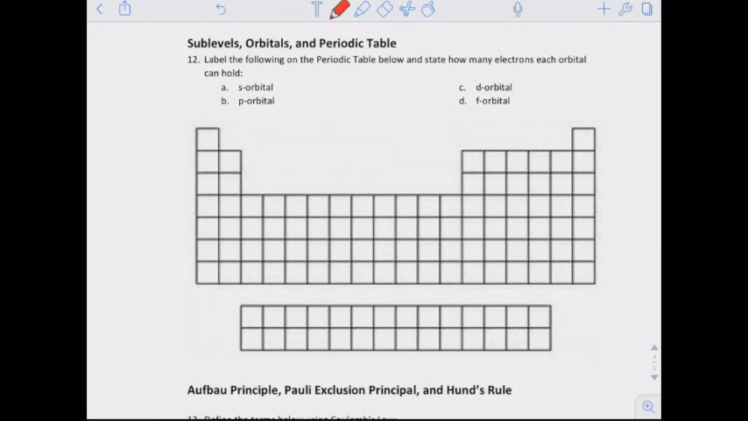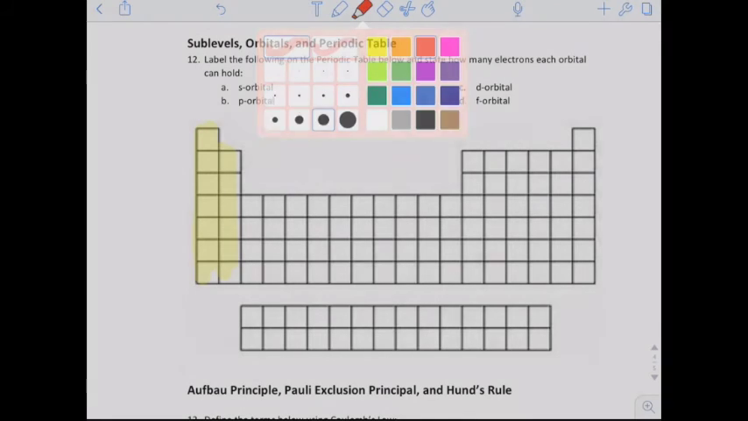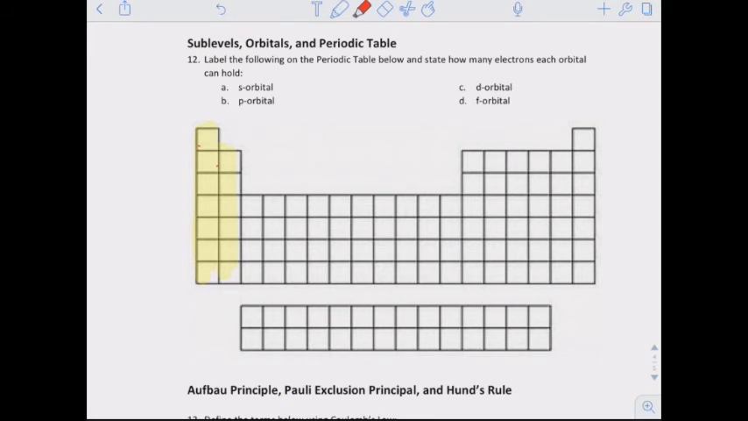Looking at our sublevels, orbitals in the periodic table, it says label the following on the periodic table and state how many electrons can each orbital hold. So when we're looking, we have our s orbital. It can hold 2 because it has 2 columns in it. Then we have our p orbital, which can hold 6 because it has 6 columns in it. Then we have our d orbital, which can hold 10 because it has 10 columns in it, and our f orbital, which has 14 because it has 14 columns in it.